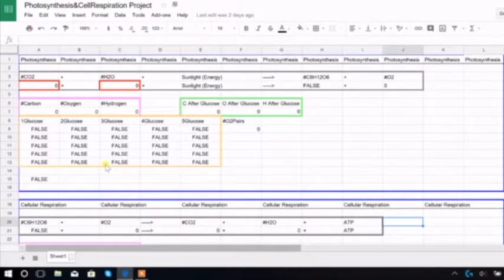So it's a cycle, because the output of photosynthesis is the input for cellular respiration. And then what cellular respiration yields is the input of photosynthesis.